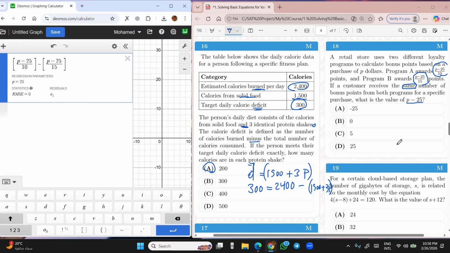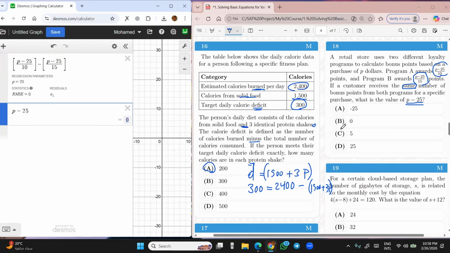Now we get the value of P, but we do not need the P. We need P minus 25. So we can just come here and write P minus 25, which gives an answer of 0. So 0 is our answer for this question.